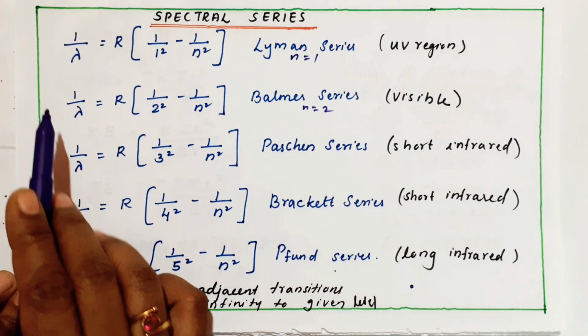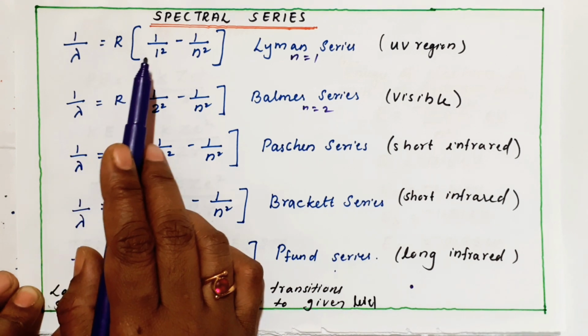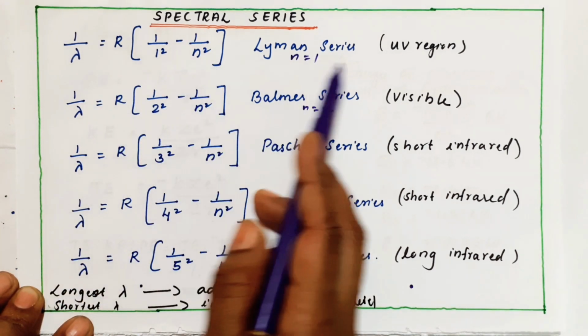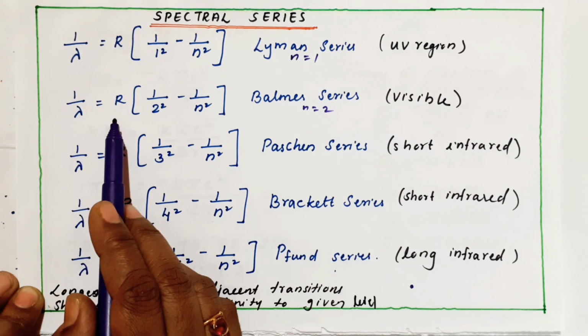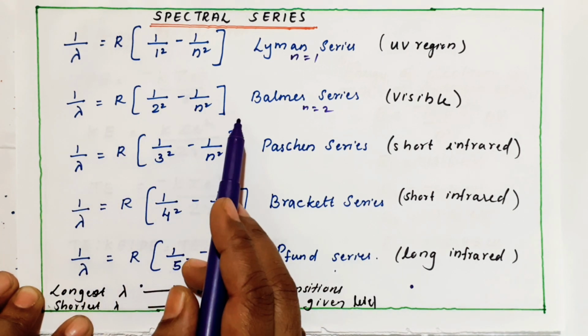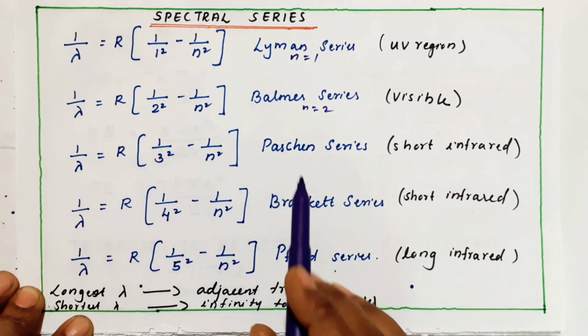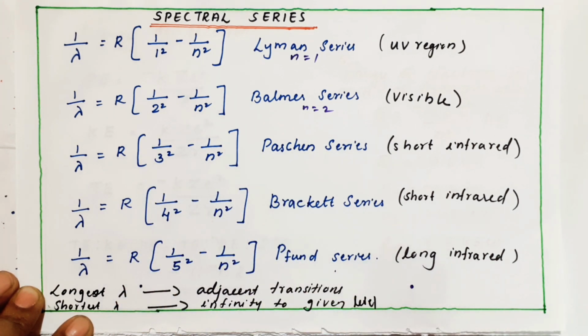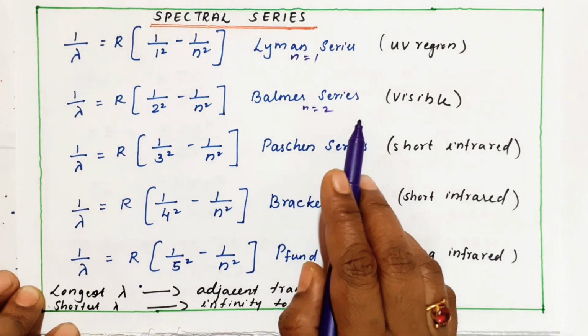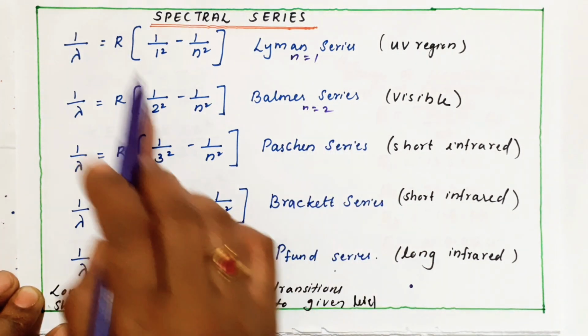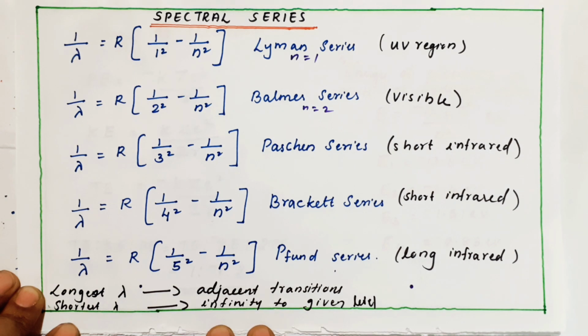So you can write the equation 1 by lambda equals R into 1 by 1 square minus 1 by n square for Lyman series. Balmer means R into 1 by 2 square minus 1 by n square. Paschen means R into 1 by 3 square minus 1 by n square, and so on. Okay. So we can tell that from here the question surely they'll ask. If they are jumping from third level to second level, your mind should go like it is coming to second level. So it's a Balmer series. Okay. So these equations you have to remember.